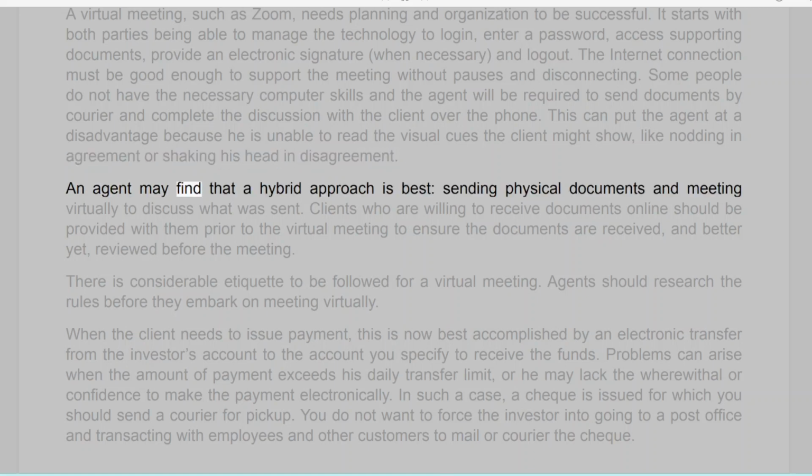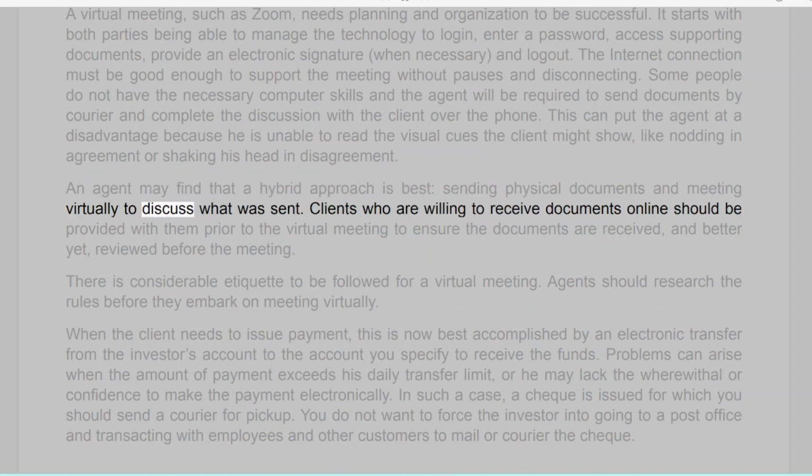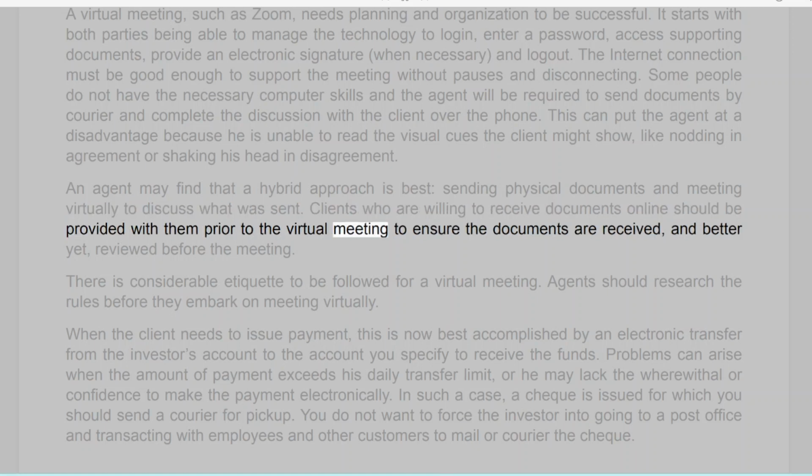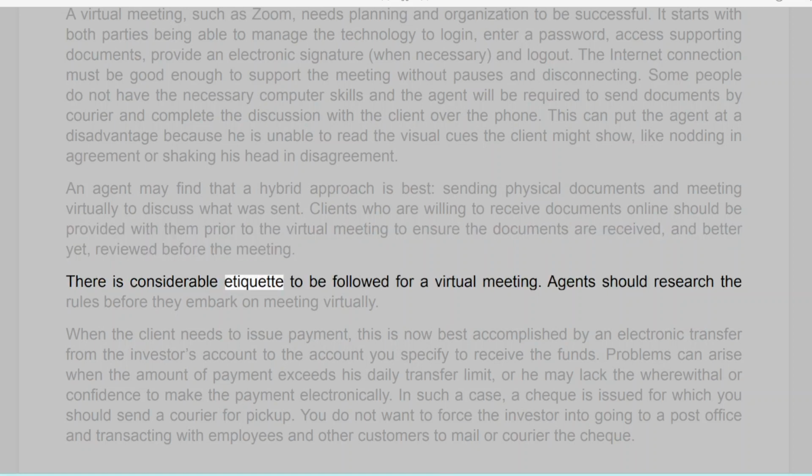An agent may find that a hybrid approach is best, sending physical documents and meeting virtually to discuss what was sent. Clients who are willing to receive documents online should be provided with them prior to the virtual meeting to ensure the documents are received, and better yet, reviewed before the meeting. There is considerable etiquette to be followed for a virtual meeting. Agents should research the rules before they embark on meeting virtually.